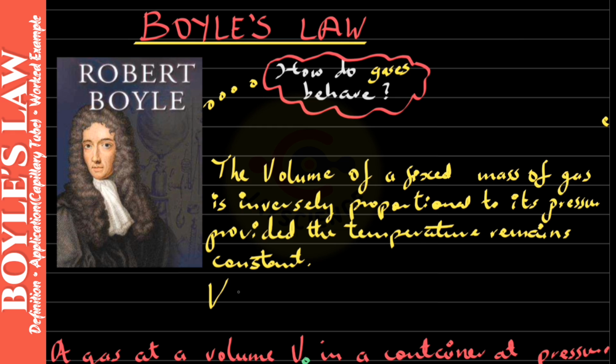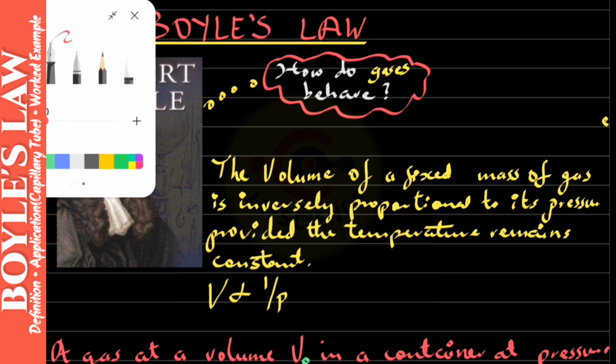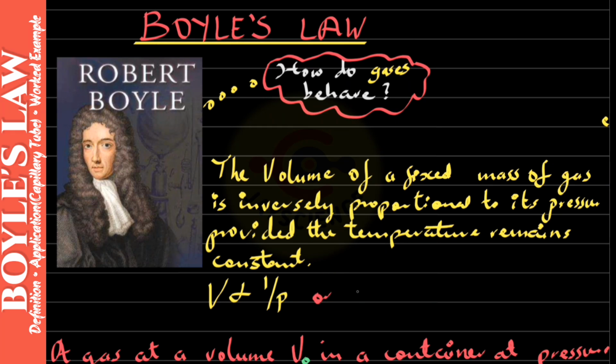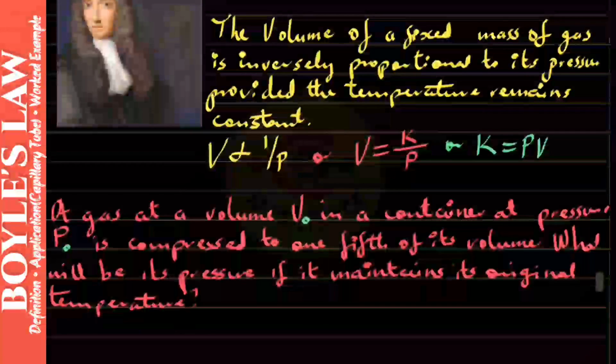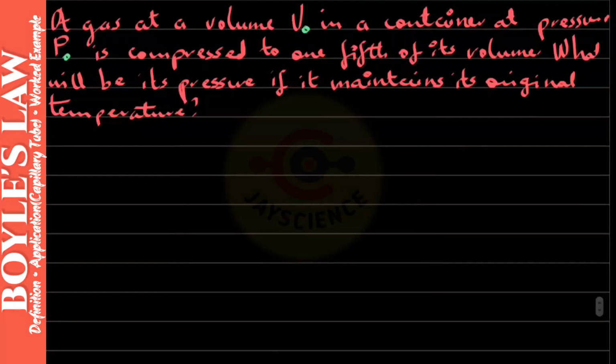Volume V is inversely proportional to the pressure. Or we can say that V, if you have to remove the sign of proportionality, you introduce K. So we can say that V is K, that's the constant, over P. Then we can also write this when we make K the subject of the formula. That will be K equals PV. So there you have it on your screen right there. That's Boyle's law. So how do we apply that to solving some questions?